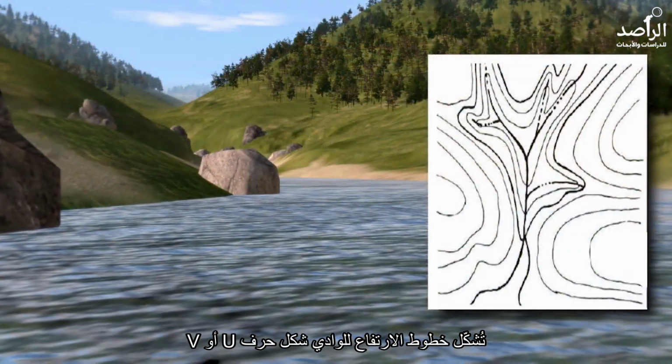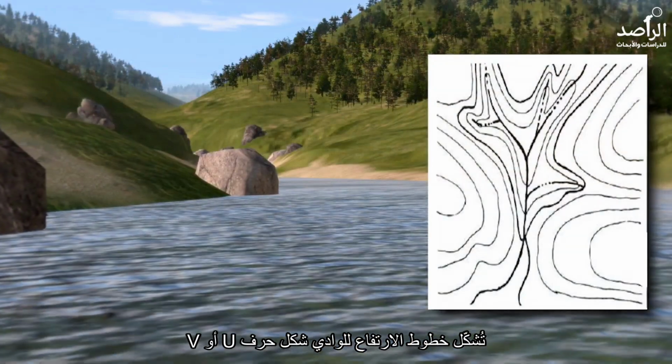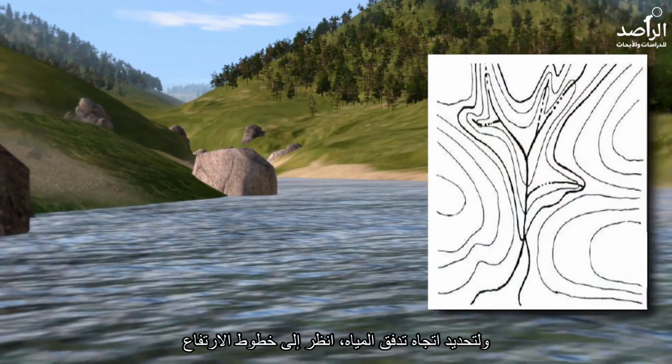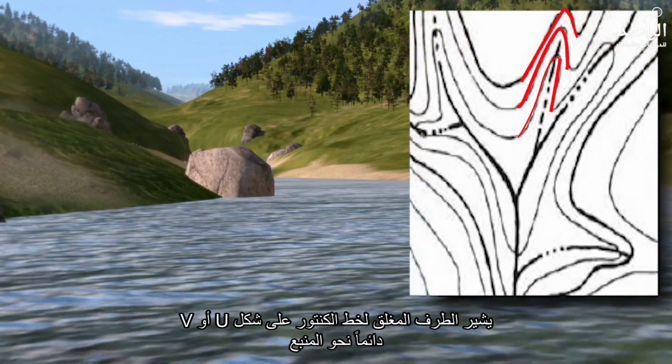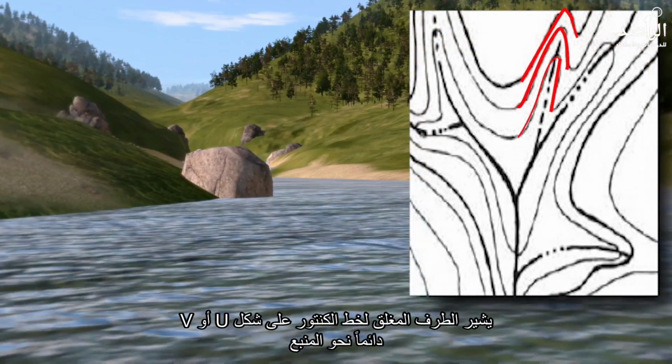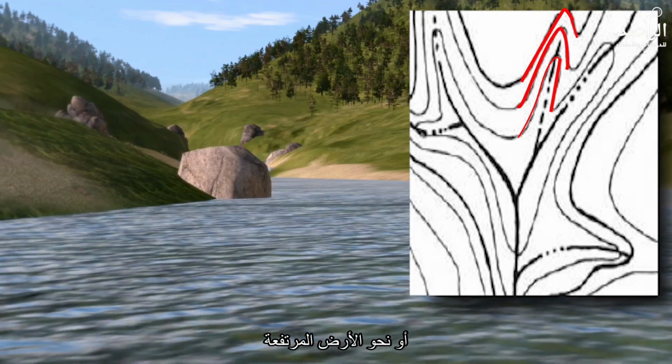Contour lines forming a valley are either U-shaped or V-shaped. To determine the direction water is flowing, look at the contour lines. The closed end of the contour line, U or V, always points upstream or toward higher ground.